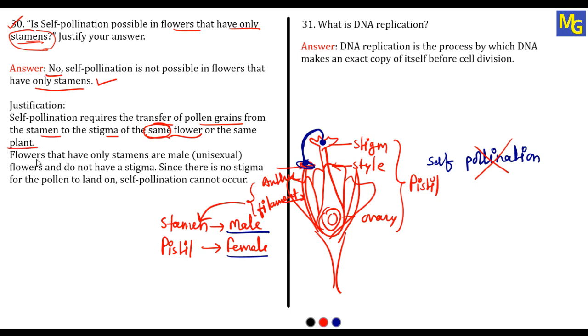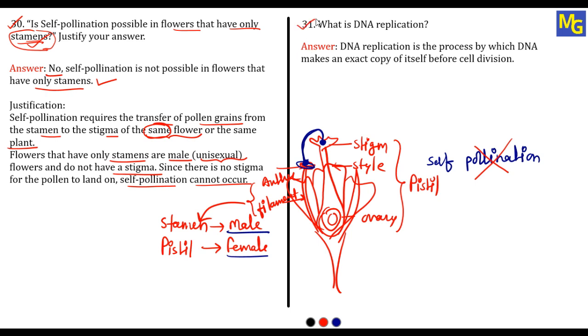Flowers that have only stamen are male flowers or unisexual flowers. Unisexual means the flower which has either male reproductive part or female reproductive part. So this flower which has a stamen is a unisexual or a male flower that does not have stigma. Since there is no stigma for the pollen to land on, self-pollination cannot occur. So this is the justification for this answer. Now we'll see question number 31.